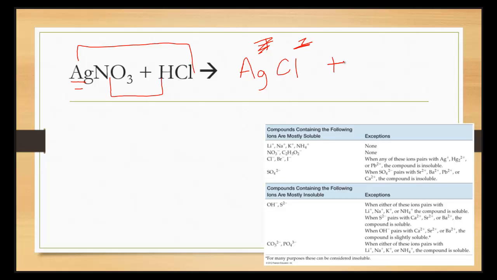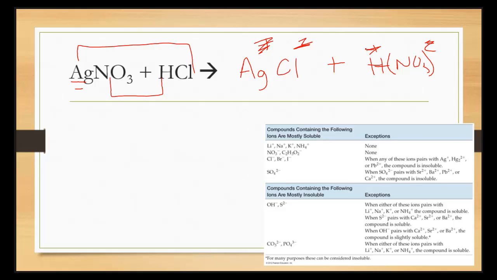The inside ions come together. H is with NO3. H is a +1. NO3 is a -1. Crisscross it and becomes 1 and 1. Alright, so we have the balanced compounds now.